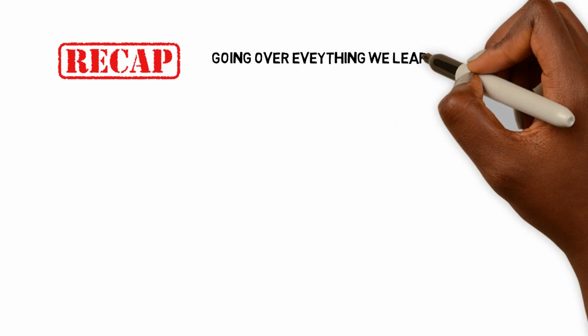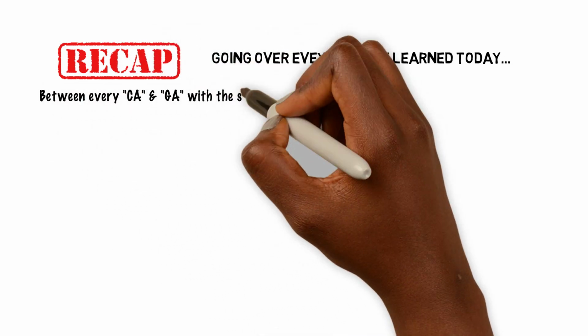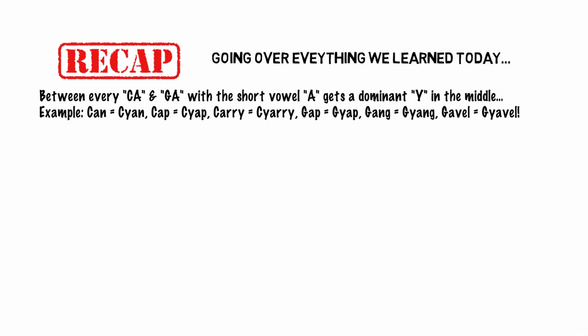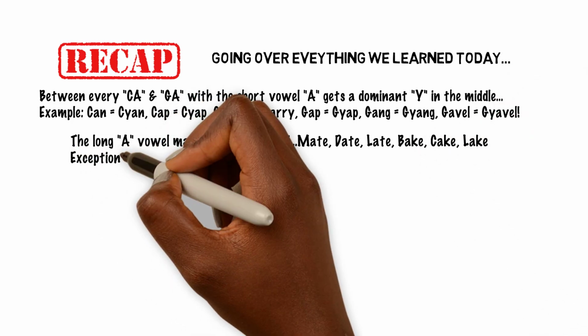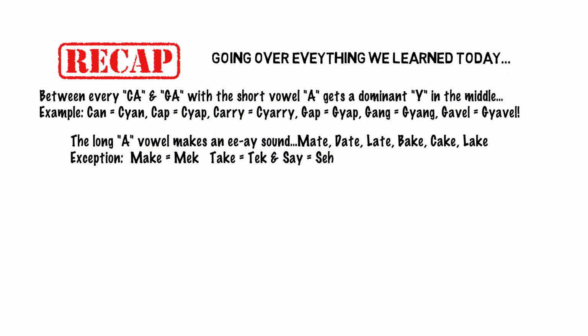Okay, so going over everything we learned from the beginning of the lesson. We learned every word starting with C-A or G-A, where A is the short sounding vowel A. It gets a dominant Y in the middle. So for example, the word can becomes can, cap is cap, carry becomes carry, gap is gap, gang is gang, gavel is gavel. The long vowel A makes an EA sound, so the word mate becomes mate, date, date, late, late, bake, bake, cake, cake, and lake, lake. The exception to the rule is make, which becomes mek, take, which becomes tek, and say becomes se.